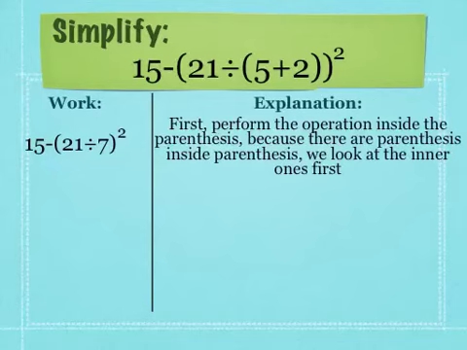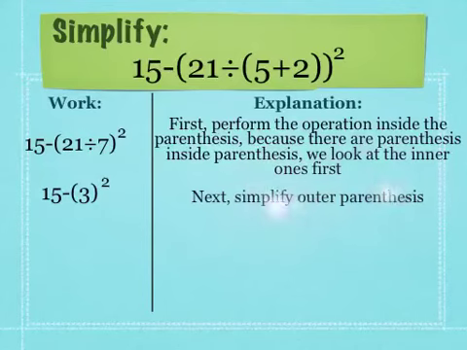This time inside of the parentheses, I have 21 divided by 7, which is 3. Bring everything else down. I have 15 minus, in parentheses, 3 squared. The explanation would be next simplify the outer parentheses.